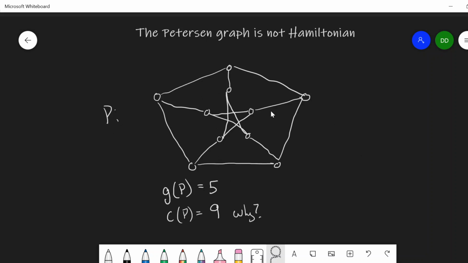So since the Petersen graph has 10 vertices in it, a cycle of order 9, a 10 cycle, would be a Hamiltonian cycle. And so what we're really saying by saying the circumference of the Petersen graph is 9 is that there's no Hamiltonian cycle. So why isn't the Petersen graph Hamiltonian is the question.